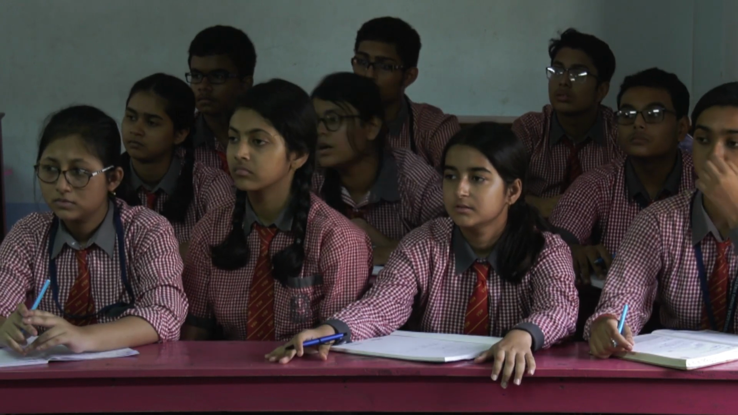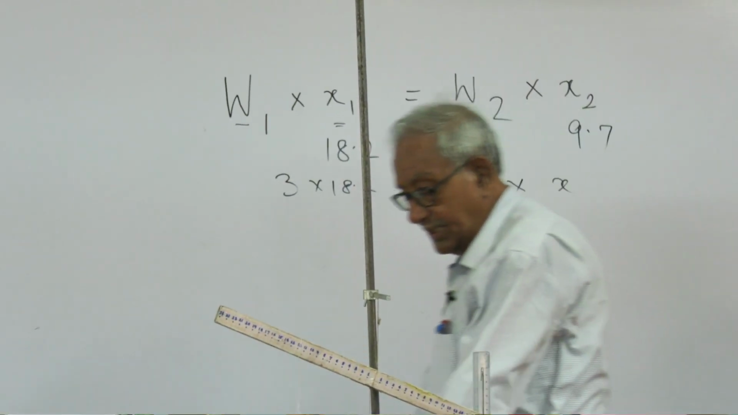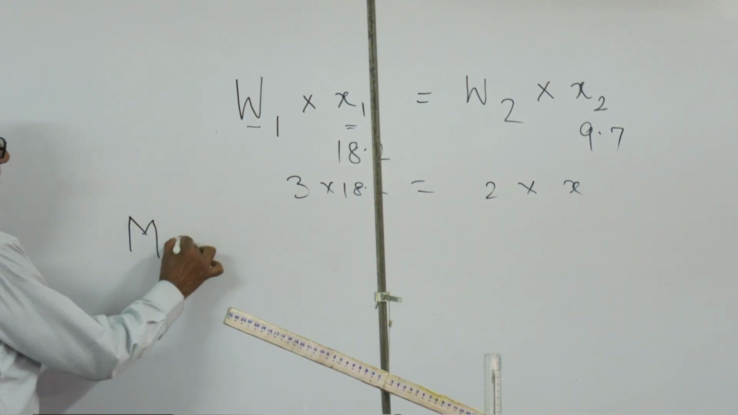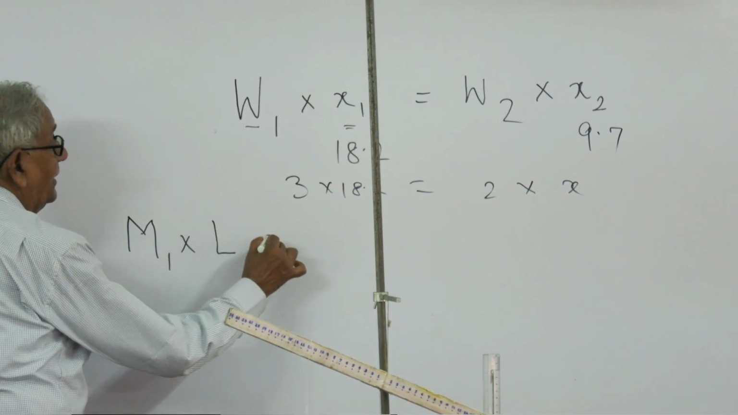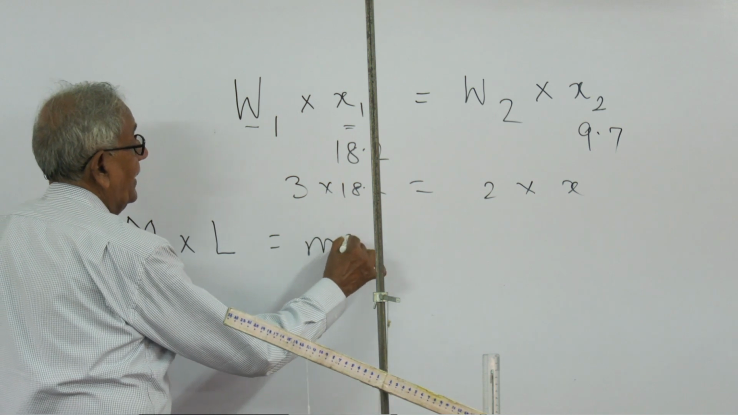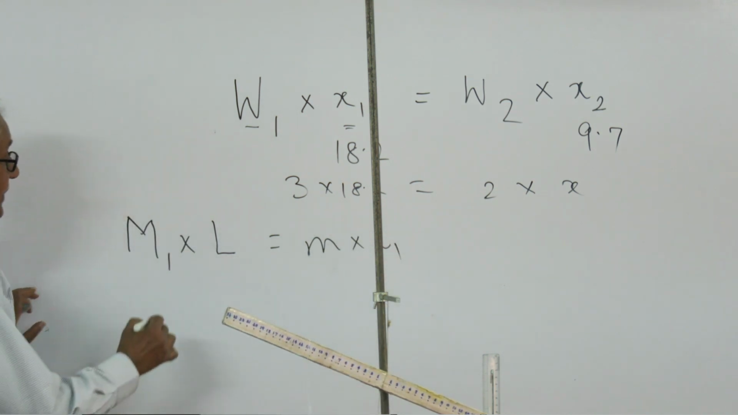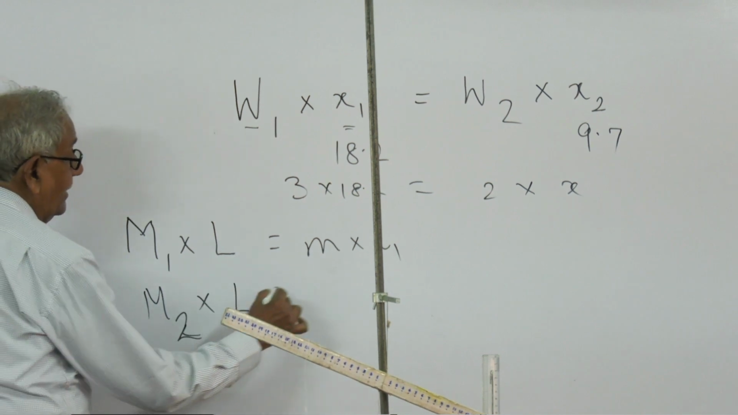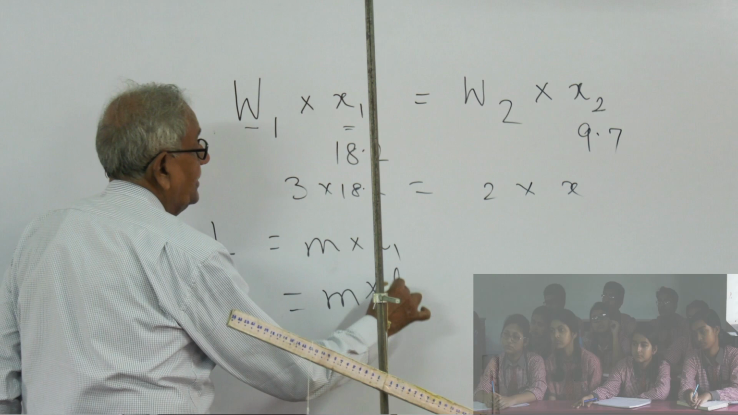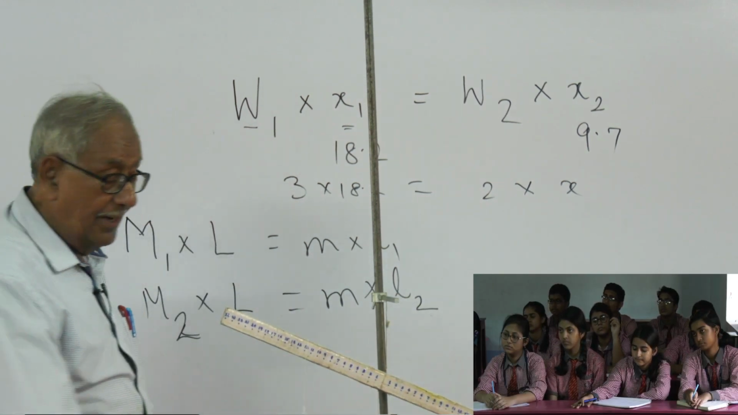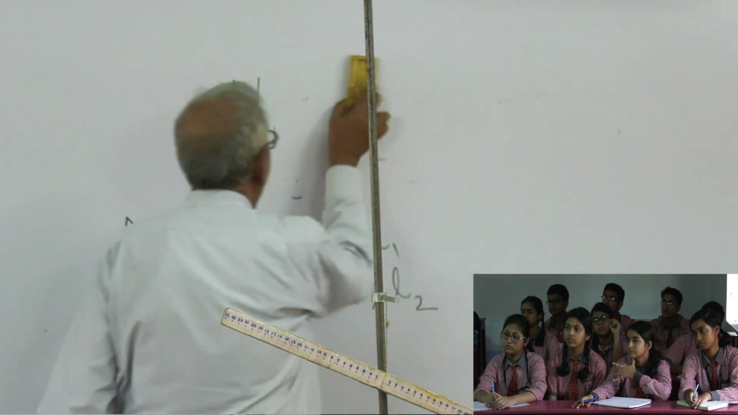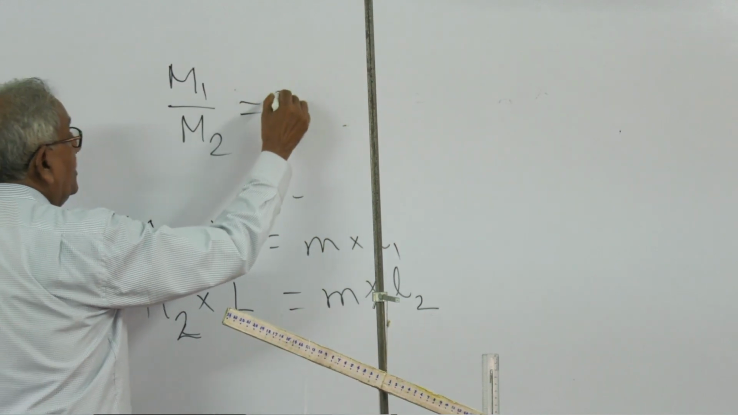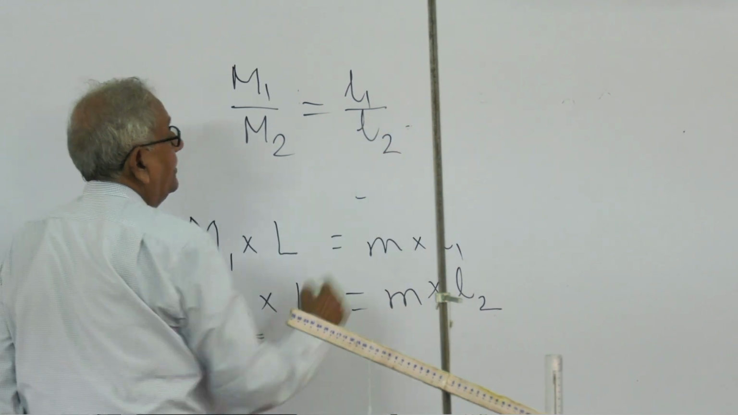You keep the readings. Now, let me write it. The right hand side is M1 initially, M1 into L, and left hand side is small m into L1. In the second case, this is M2 into L, and this is m, still remaining the same, into L2. So, if we divide it, then it is M1 divided by M2, which is equal to L1 divided by L2.